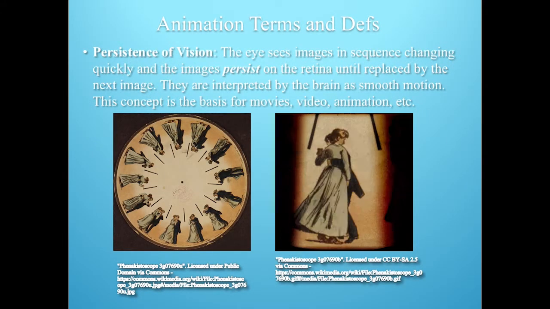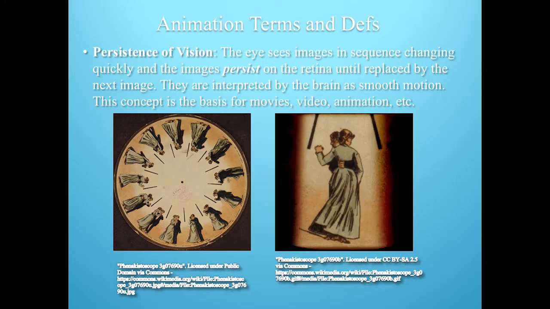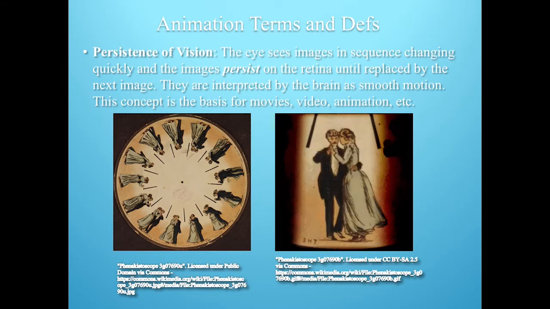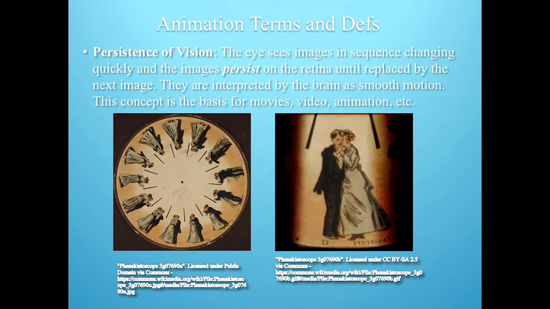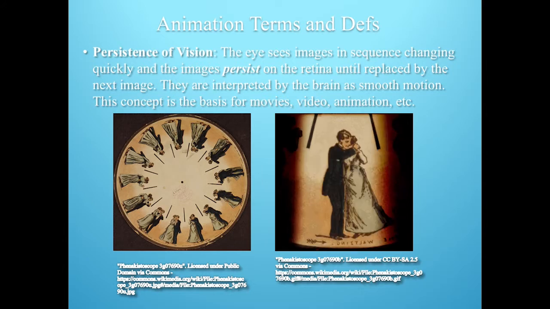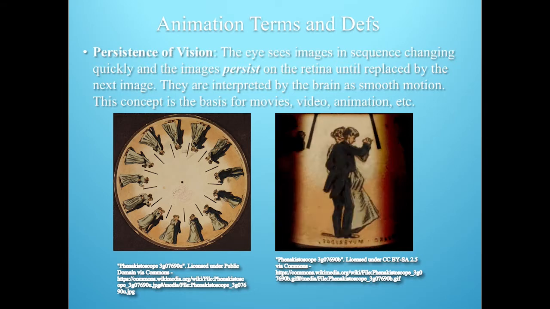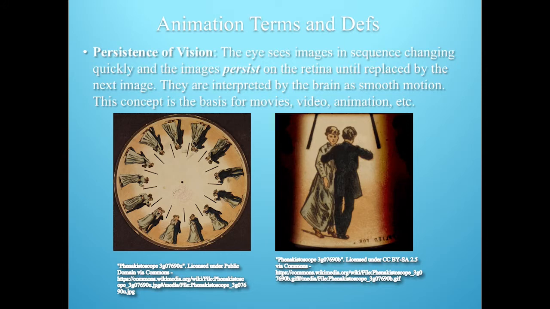The persistence of vision, this is the particular way that we see things. And when you look at images in sequence that change quickly, the image will persist on the retina until it's replaced by the next image. And that is interpreted by the brain as smooth motion. This concept, this idea, is the basis for the movies and video and animation that we see today.